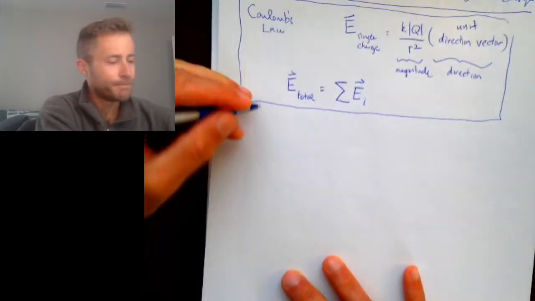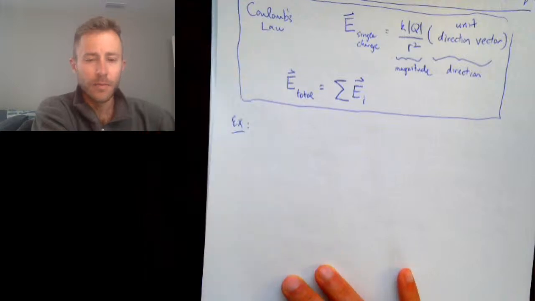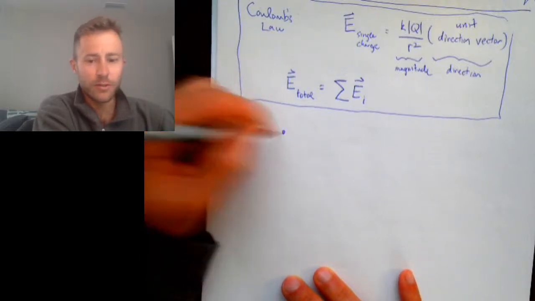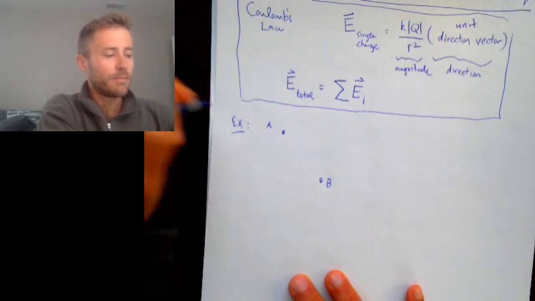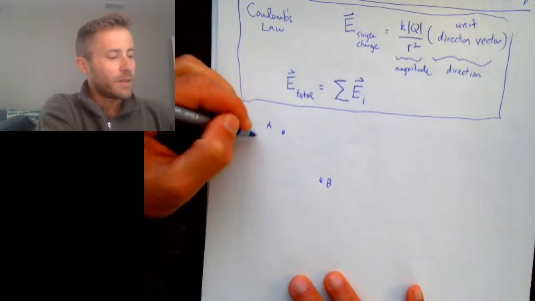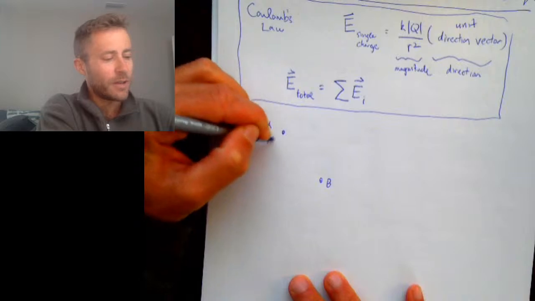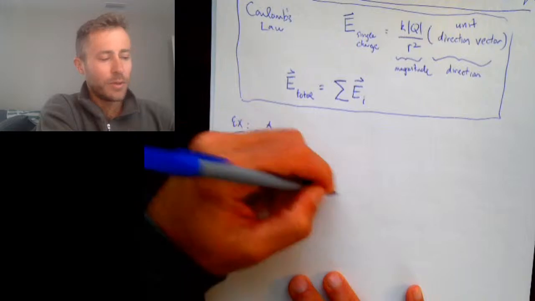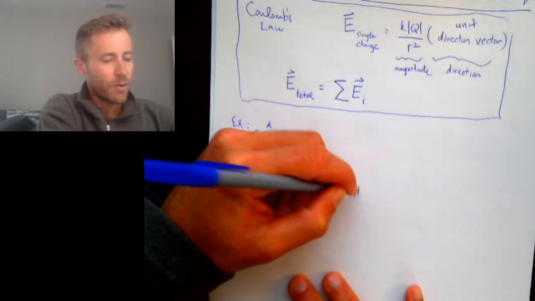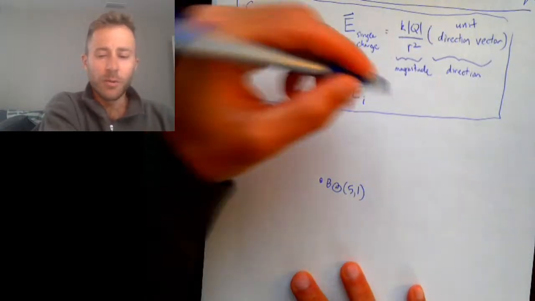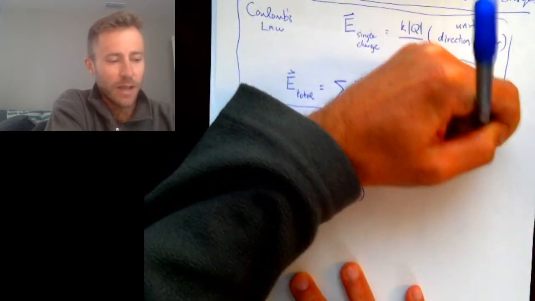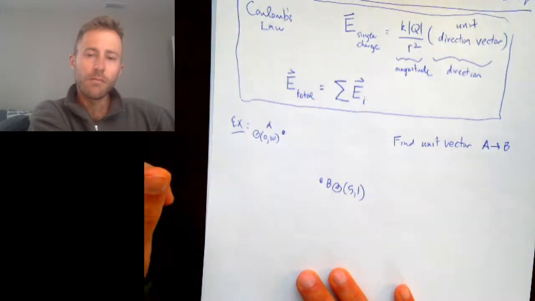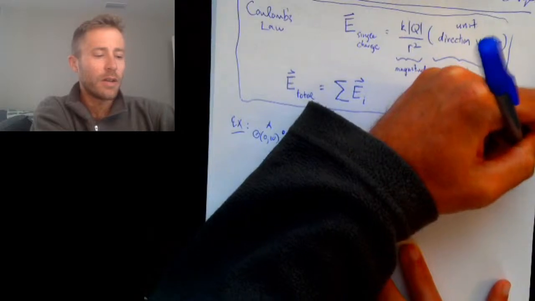All right, so we're going to do an example. This is just going to review how you find a unit vector. So what if I have 2 points, point A and point B. Point A is at coordinates (0, 10). Point B is at coordinates (5, 1). And what we want to do is find the unit vector that extends from A to B, which I will call R_AB hat.